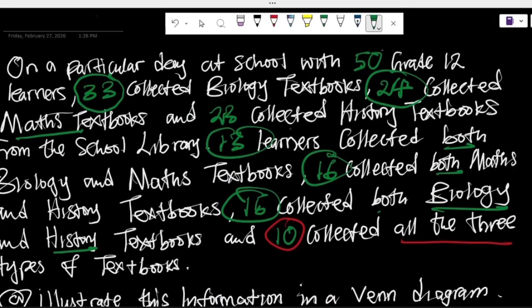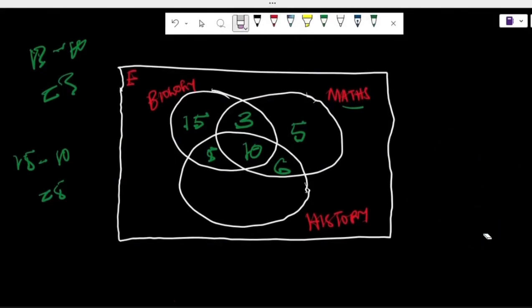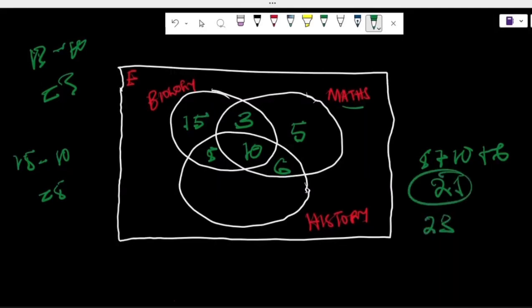And also the number of students who collected the history textbooks in this case is 23, which means that when you add the number of students in this history set, it should give you 23. Notice that here we have 5 plus 10 plus 6, which is 21. But it's not 21, it should be 23. So 23 minus 21 is actually 2. So here we should put 2.